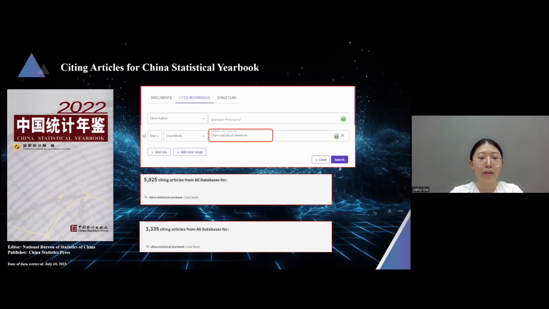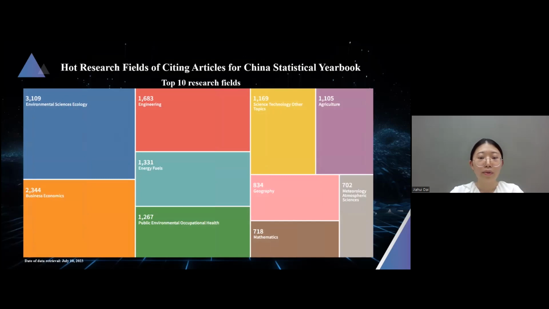Then, what's the hottest research field among these articles? Here are the top 10 research fields, including environmental sciences, ecology, business economics, engineering, energy fuels, public environmental occupational health, science, technology, geography, mathematics, agriculture, meteorology, atmospheric sciences.